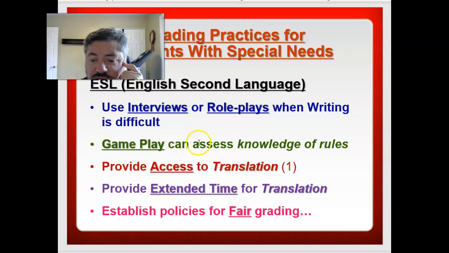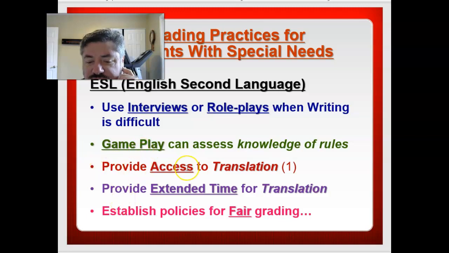Remember, gameplay can help assess the knowledge of rules. You may have a rules test where your ESL students don't understand the language in the test, but when they're playing the game, they can follow the rules. If that's the case, you can assess their knowledge of rules through gameplay.